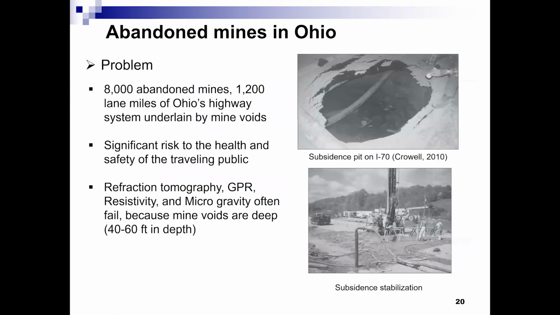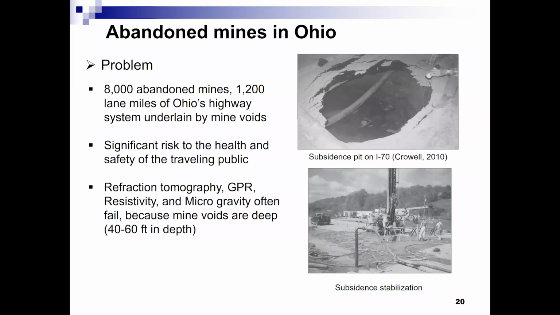So the next thing I want to talk about is the abandoned mine void in Ohio. They have about 8,000 abandoned mines in the states, about 1,200 of them with land undermined by mine voids. So they need to find the void and then stabilize it. They tried different methods, refraction tomography, GPR. They have a shallow clay layer, so they cannot go very deep with the GPR. Resistivity loses resolution very quickly with depth. And the mine void is only 5 feet in height, but the lateral dimension is large. It's kind of thin, but a laterally very large void.